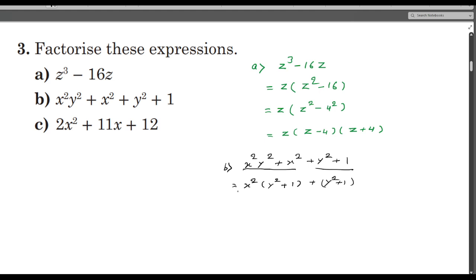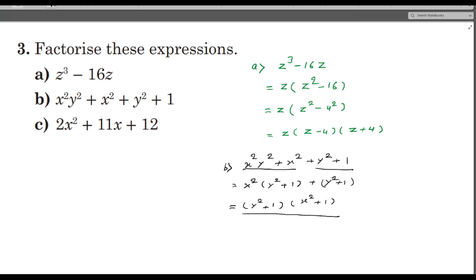And now you will take your y square plus 1 common. So let us take y square plus 1 common. So the remaining part is x square plus 1. Okay, then the factorization. Okay, now let us do this question C.